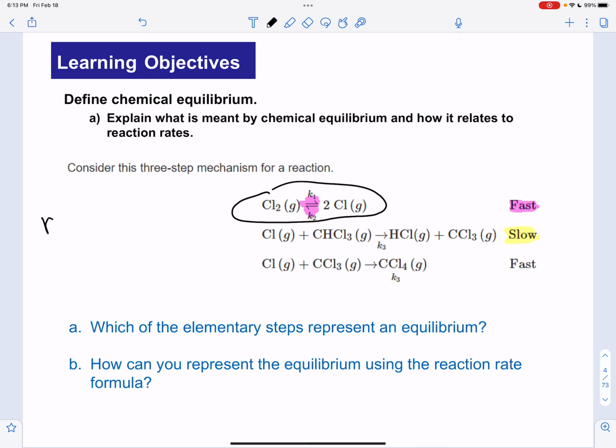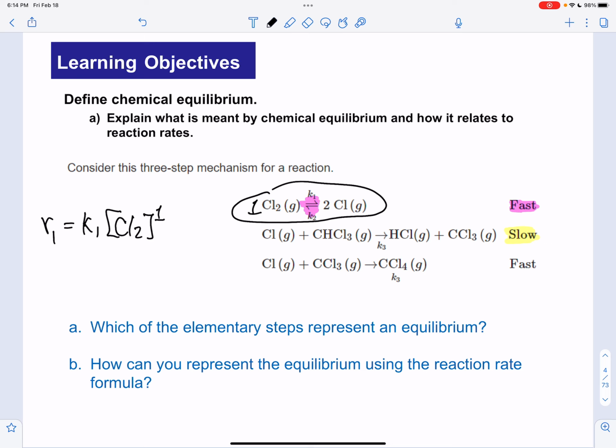Rate going forward from left to right is going to equal k1 times the concentration of chlorine to the first power. Why? Where is that one coming from? Remember, these are elementary steps, so the coefficients are my orders. So this is first order.